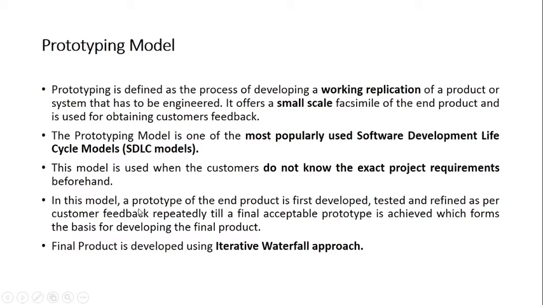Now what happens in this model is a prototype of the end product is first developed, tested and refined as per customers' feedback repeatedly till a final acceptable prototype is achieved, which forms the basis for developing the final product. So we develop the final product once all the requirements are cleared with the help of that prototype. Now the final product is developed using the iterative waterfall approach. This is what I said, that the iterative waterfall approach will be used in every other model that we are going to study now. We'll see with the help of the diagram also how it is applicable.